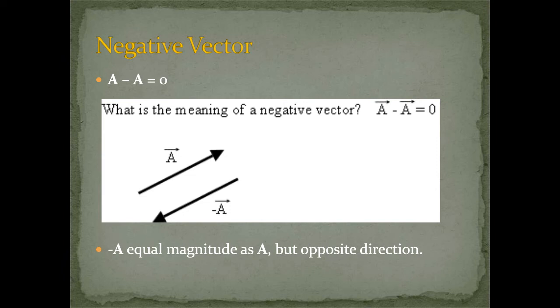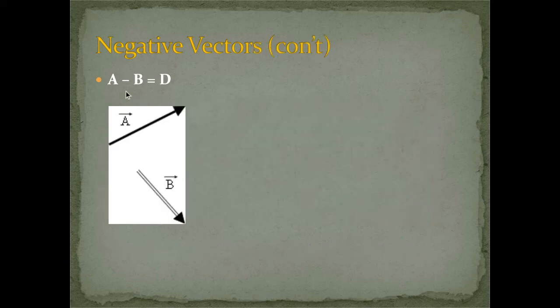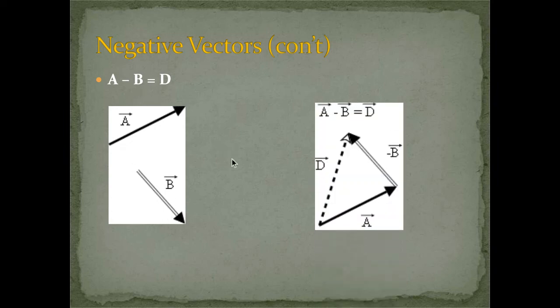But graphically, this is how you would draw it. So if we want to do a vector subtraction, we'd look at the vector B and then we'd draw its opposite. Its opposite would point in the opposite direction, and then do the tail to head method. And then vector D, graphically, this would be the difference between those two vectors.